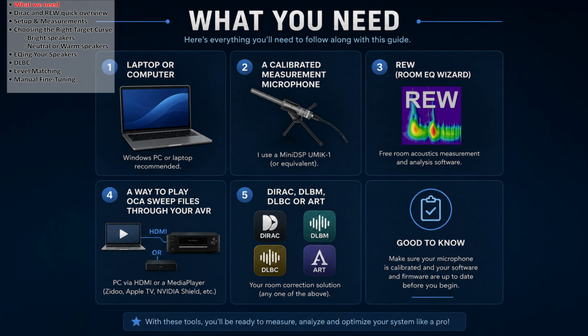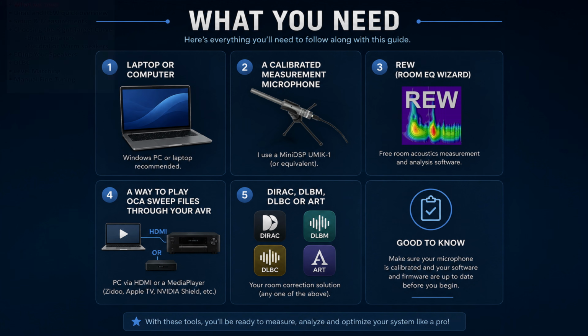Now let's talk about what we need. We need a laptop or a computer. We need a calibrated measurement microphone. I use a miniDSP UMIK-1 mic. We need REW, aka Room EQ Wizard. We also need a way to play the OCA sweep files through your AVR, which could be done with a PC via HDMI or a media player like the NVIDIA Shield Pro. Obviously, we will need Dirac Live, DLBC, or ART, and that's pretty much all we need.